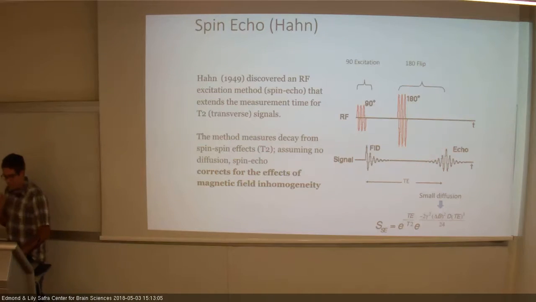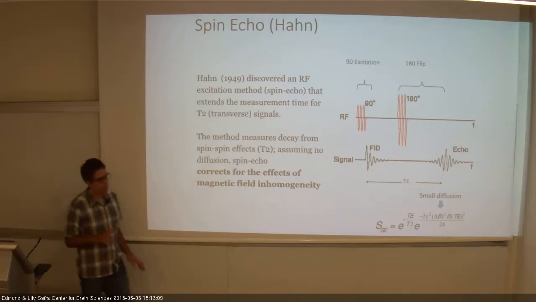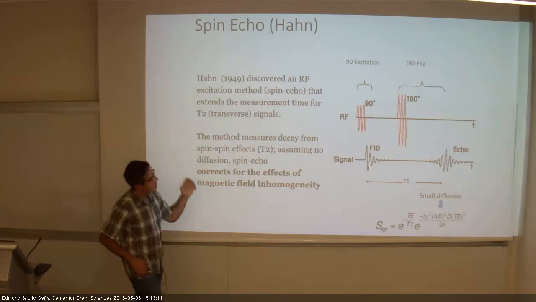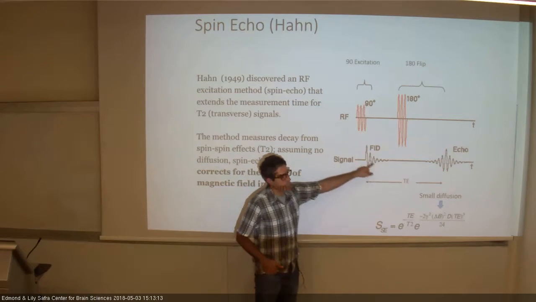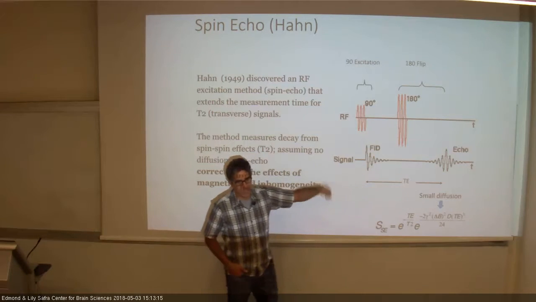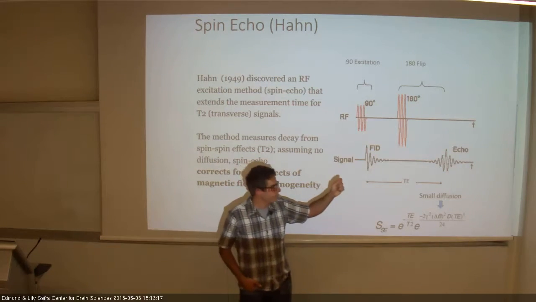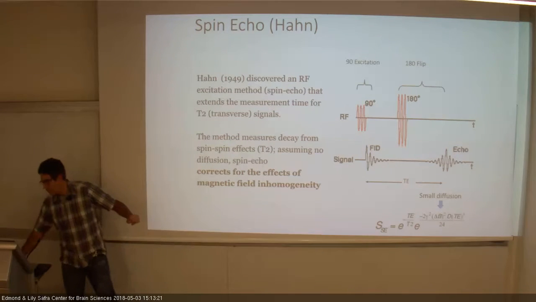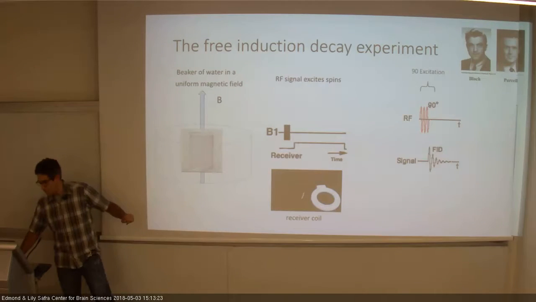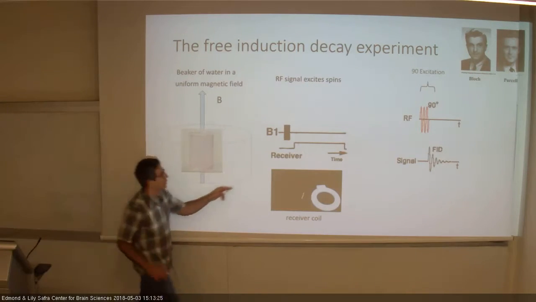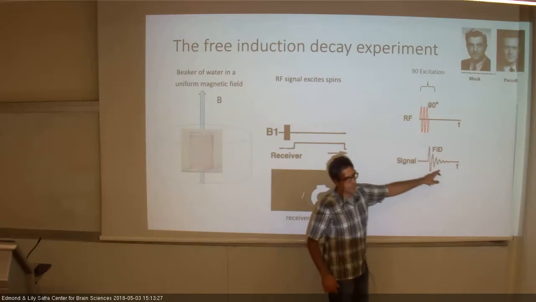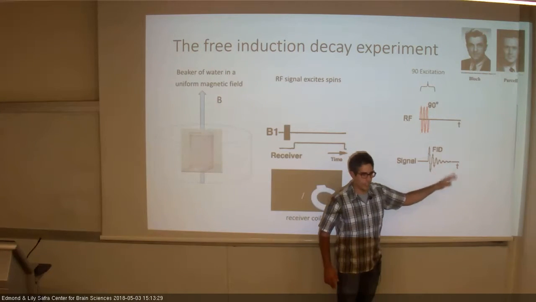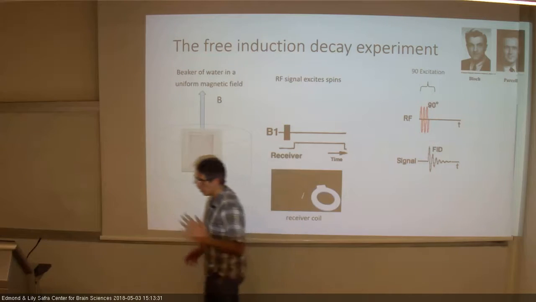This is an actually very interesting experiment that happened by mistake for Hahn in 1949. He was doing this free induction decay experiment that you already know, the normal experiment I showed you before. We gave a 90, and then the signal dies as a function of time. That's free induction decay, decaying in time freely.